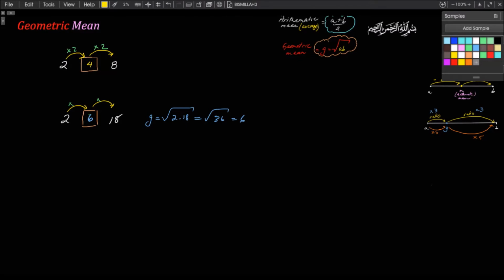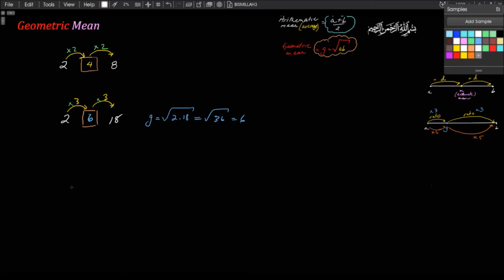Well, 2 times 3 is 6, right? And lo and behold, 6 times 3 is 18. The geometric mean is the same ratio. Now, let's do one more example.